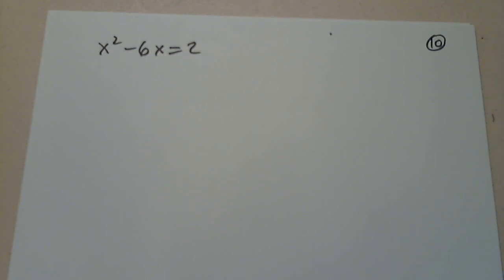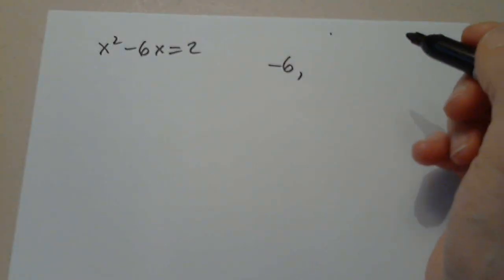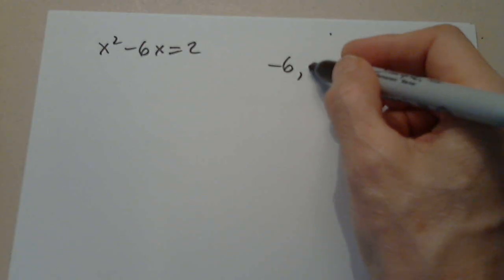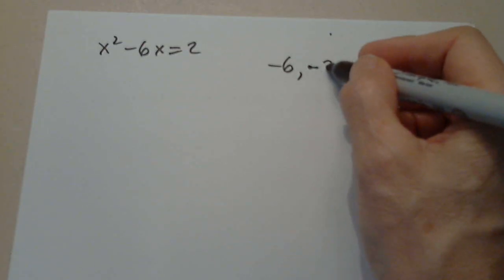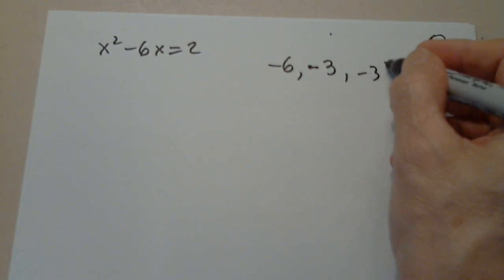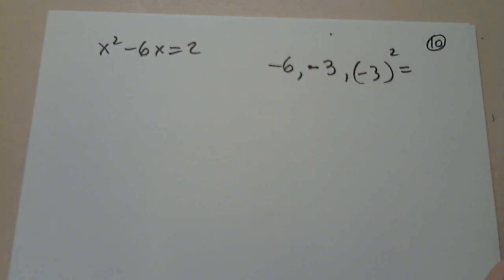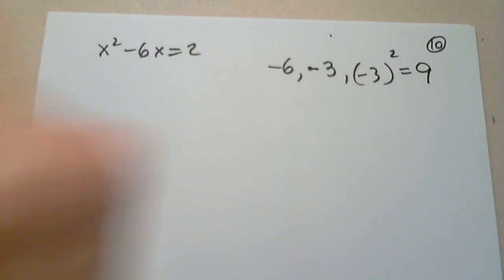Double the coefficient? Yes, -6. Good. We divide it by 2, and we get -3. Good. Now we have to square -3. That's 9. Good. We're done.